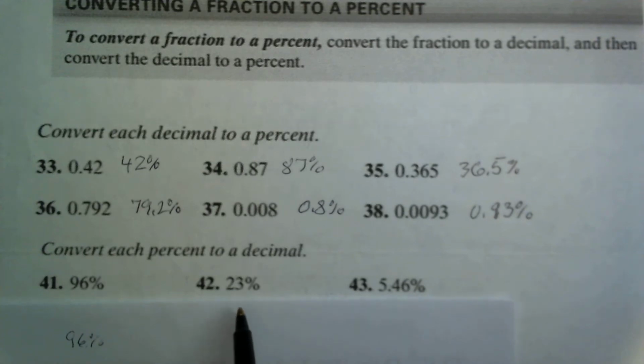Similarly, for number 42, the decimal follows the 3 in 23. So we move it 2 places to the left, and it becomes 0.23. In this case, here there is a decimal. We move it 2 places to the left, so it becomes 0.0546. The decimal was here. We move it 2 places, so we have a placeholder 0 here. And so that would be the answer for number 43.